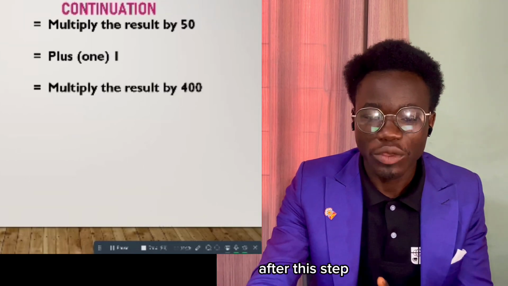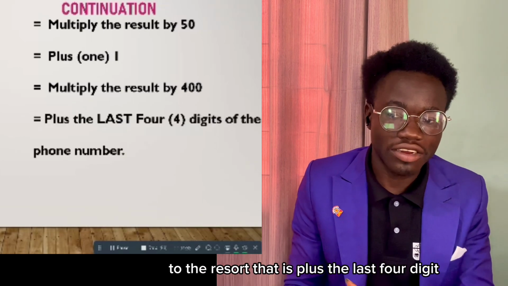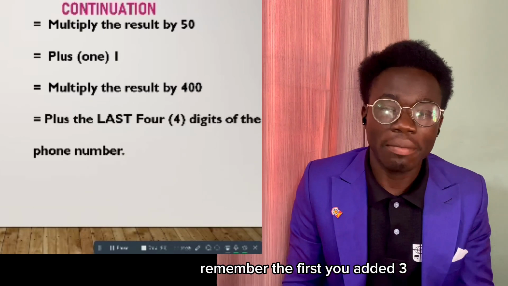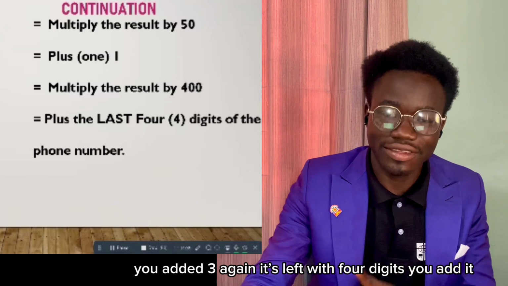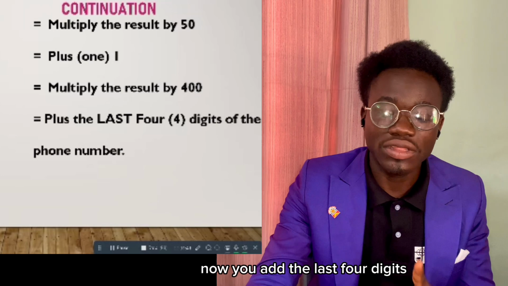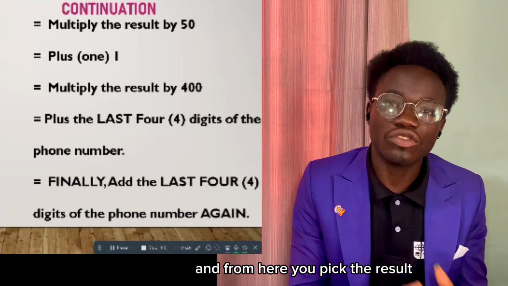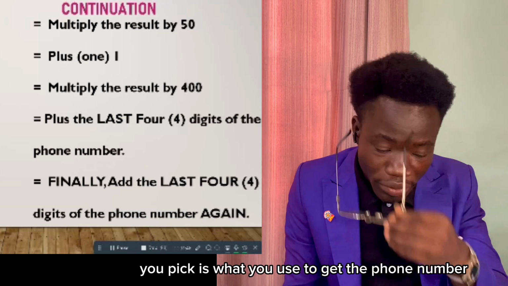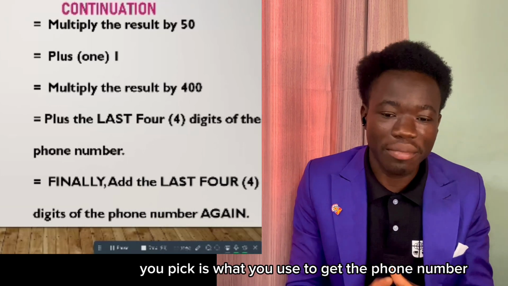After this step, you add the last 4 digits of the phone number to the result. That is plus the last 4 digits. Remember, first you added 3, and you added 3 again, left with 4 digits, you add it. Now you add the last 4 digits again to the phone number. And from here, you pick the result. And the answer you pick is what you use to get the phone number.